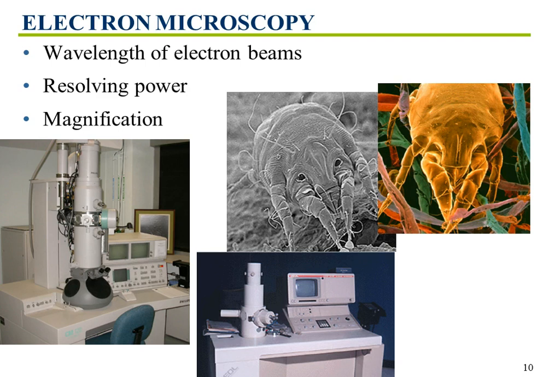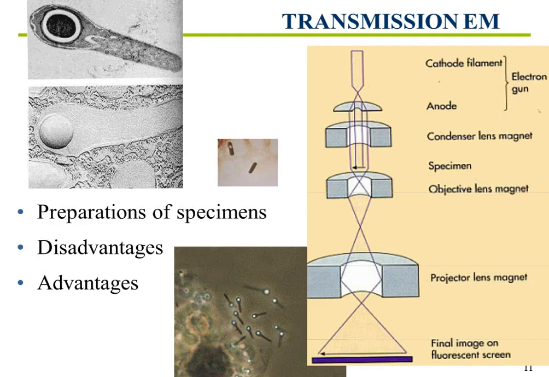These beams of electrons have to be focused for the object, and so instead of glass lenses, which are not part of EMs, you use magnets. They are the things being used for focusing. I'll talk more about resolving power and magnification for each one as we get to them. Okay, so let's talk transmission EM.